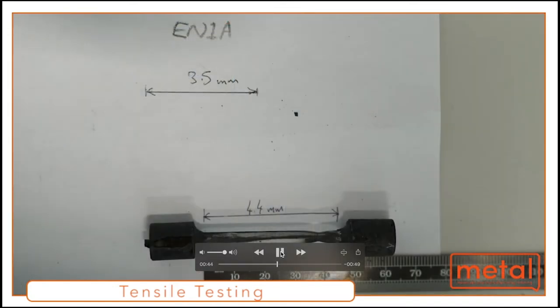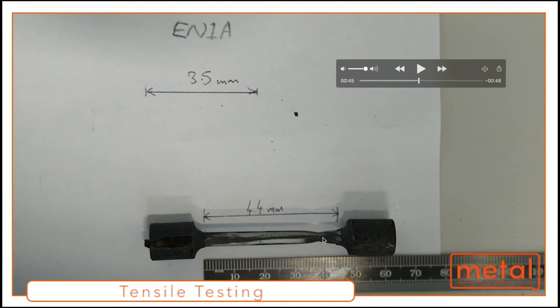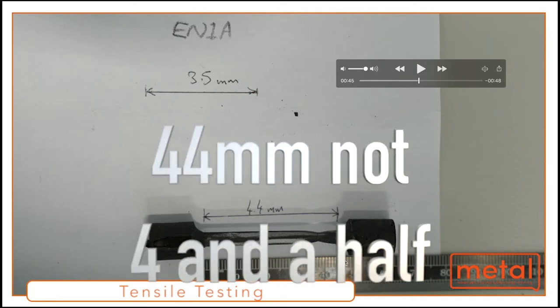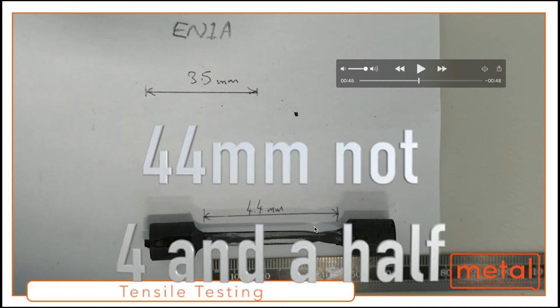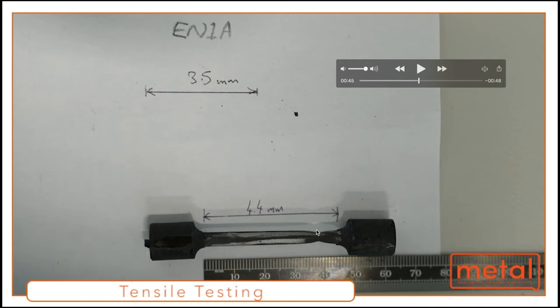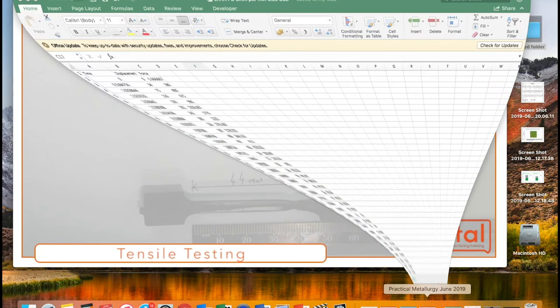I'll open one up now and show you, but before I do that, let me move this out of the way. This is an example of a failed sample where the whole thing has extended. We started off at 35 millimetres. Now we're up to almost 45 millimetres. And we see a classic necked region here, a typical ductile failure, where we've necked into a point and then failed.